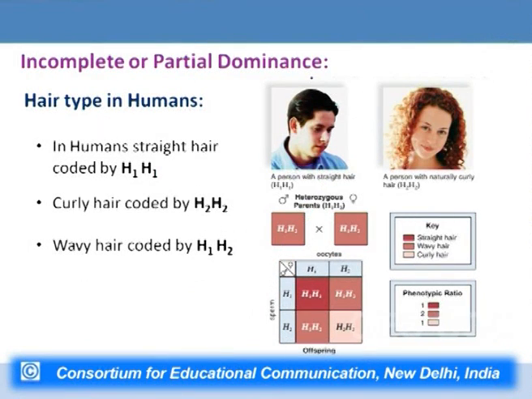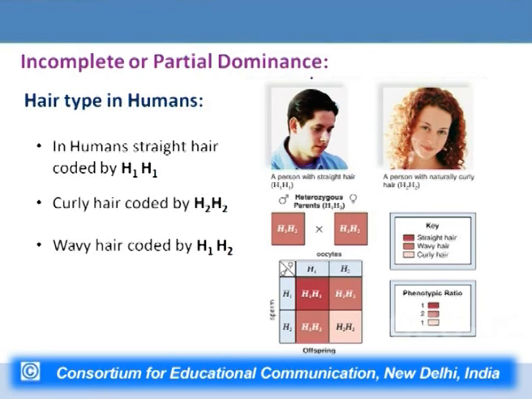In humans, incomplete dominance can be seen in hair type. In humans, straight hair is coded by H1 allele of H gene, that is coding for the texture of the hair. So, individuals who are having H1 H1, that is a homozygous condition of H1 allele, they will be having straight hair, whereas those individuals who have homozygous condition of H2 allele, that is H2 in double dose, they will be having curly hair. Wavy hair is coded by individuals who have one copy of H1 allele and another copy of H2 allele.